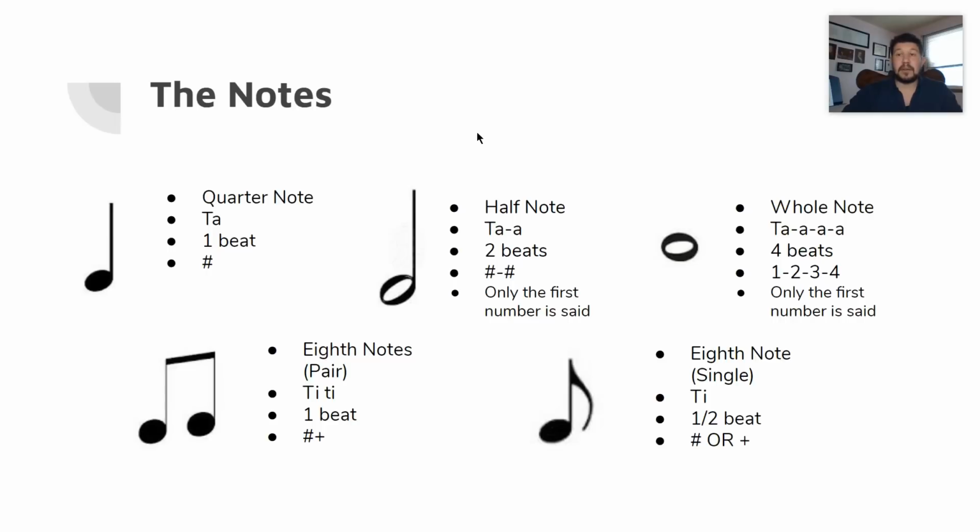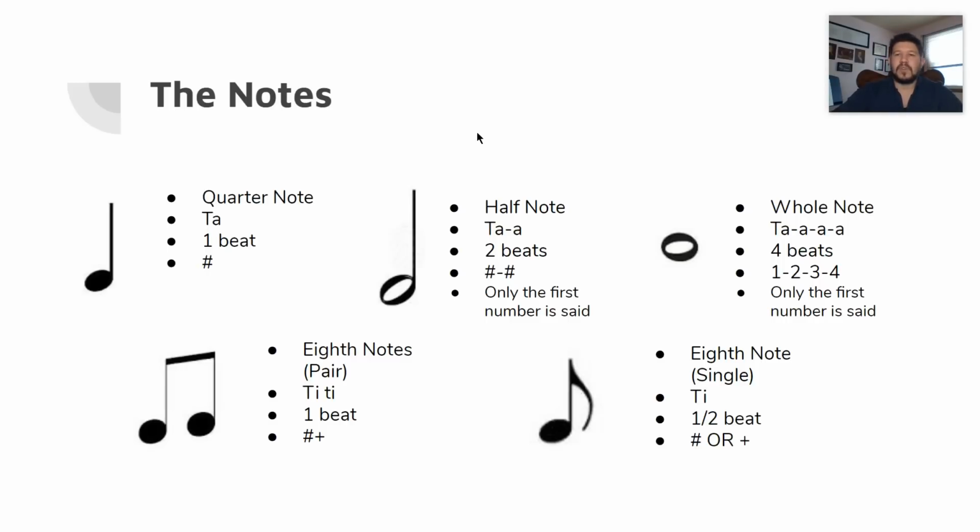Again, keep it in mind. We're going to go into this in just a few slides here. The whole note, ta, 4 beats long. And the counting for this one is actually very easy. It is 1, 2, 3, and 4 all connected by a hyphen. And what that tells us is that all 4 of those numbers are part of one note. They are attached together, so they all work together to be the counting pattern for that note.